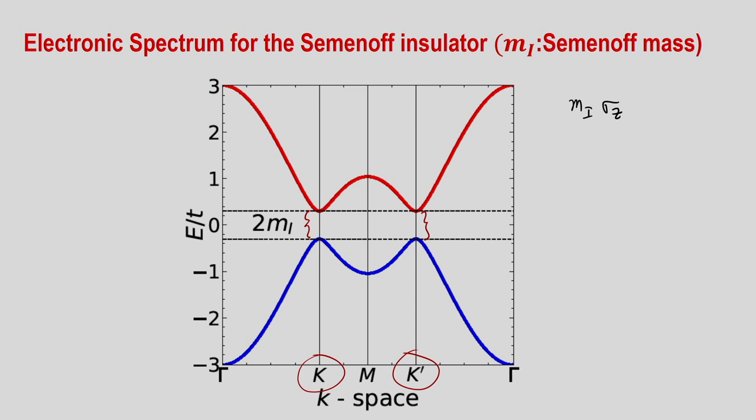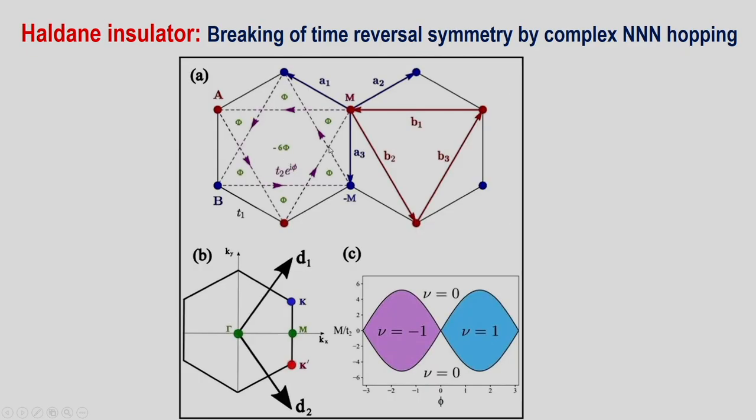Now, the question is whether it's a topological insulator, which means the boundaries of the system behave any differently than the bulk. And for that, we have resorted to a second approach, which is by breaking the time reversal symmetry in graphene by introducing a complex next nearest neighbor hopping. So that's why we call it NNN hopping. And this is called a Haldane insulator, or it is also named a Chern insulator, because you see there's this plot here where the Chern number is plotted in the parameter space defined by this capital M and phi.